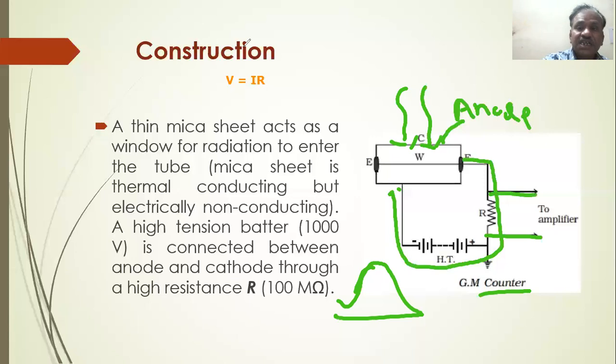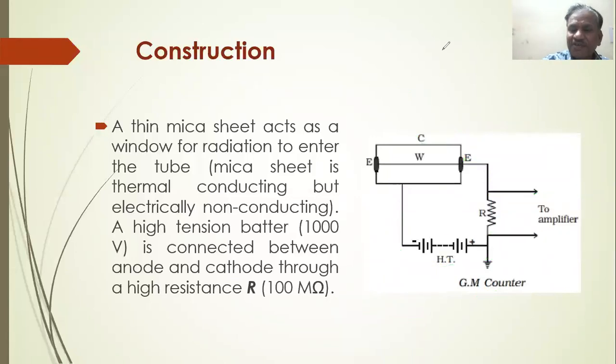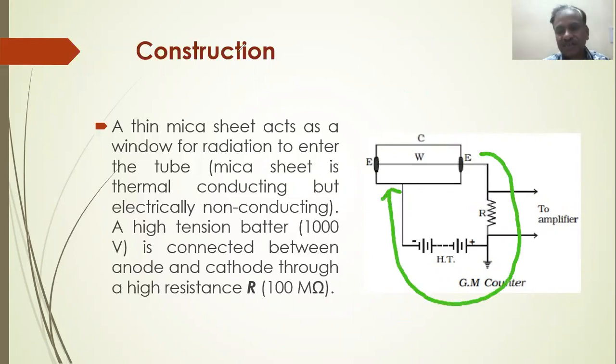Students, see here. The electron is attracted by the anode, and then it will reach this. For this entire process, some time is required. This time I will call dead time. Why I'm using the word dead time is, during this time interval, if any other pulse comes, if any other radiation is incident on it now, the counter is unable to detect.